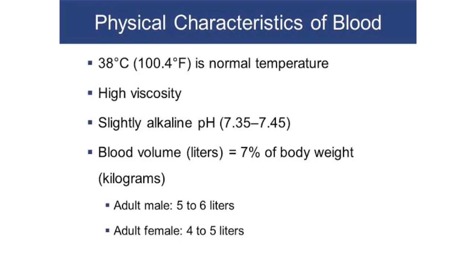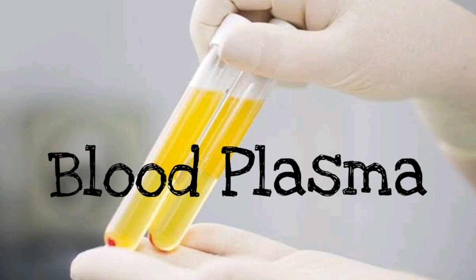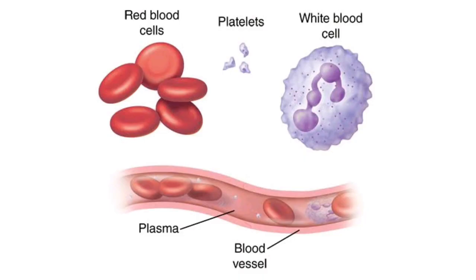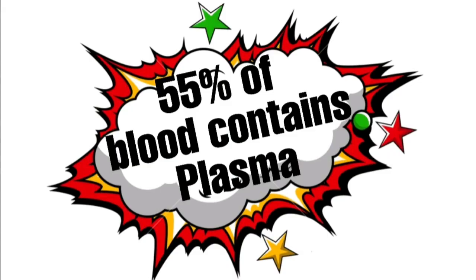Its pH ranges from 7.35 to 7.45. This blood is slightly alkaline. It also contains plasma, which is straw colored, and it is a viscous fluid, slightly alkaline, and aqueous in nature. It constitutes about 55% of the blood. I'm talking about the plasma.